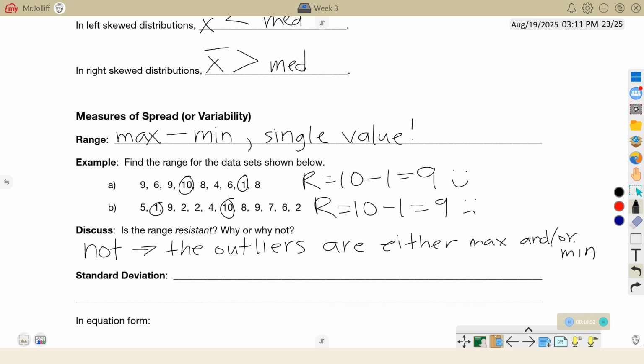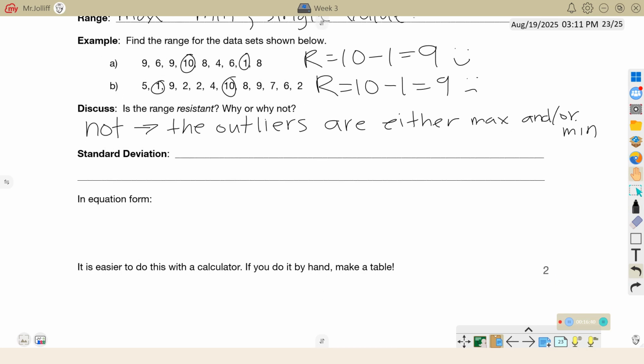Okay, questions about the range? No, we feel good about the range. Good. And now I'm going to apologize because we're about to switch gears to the opposite end of the spectrum, to something that's a little gross. And you're going to see the formula and you're going to groan.